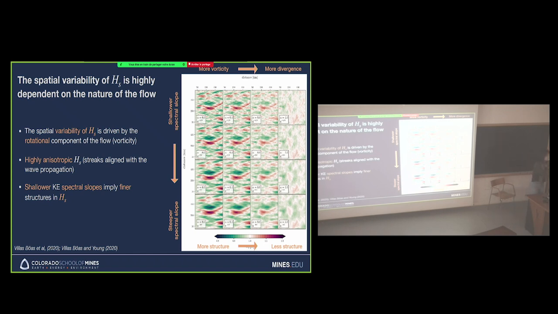And then finally, if you just focus on the first column, you see that there seems to be a scale dependence between where the variance of the currents is and where the significant wave height response is. On the top, where you have a shallow kinetic energy slope, meaning more energy at high wavenumbers, your significant wave height has finer structures or gradients at shorter scales when you compare it to the bottom, where you have these large-scale blobs.